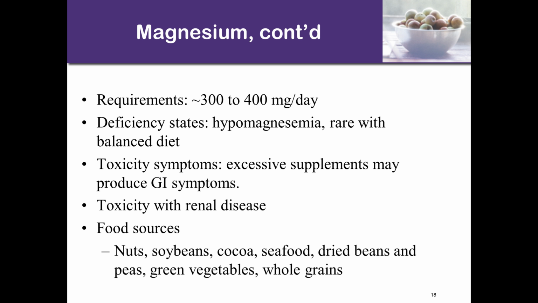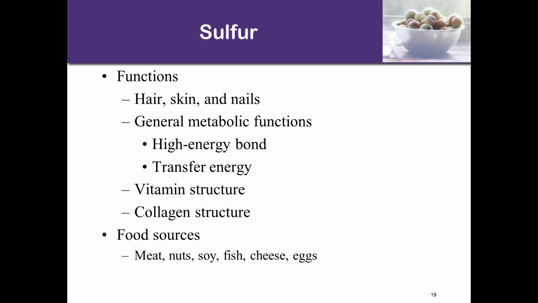Deficiency states: hypomagnesemia, which is rare with a balanced diet. Toxicity symptoms: excessive supplements may produce gastrointestinal symptoms, and toxicity occurs with renal disease. Food sources of magnesium ion are nuts, soya bean, cocoa, seafoods, dried beans and pea, green vegetables and whole grain. Right? Sulfur.